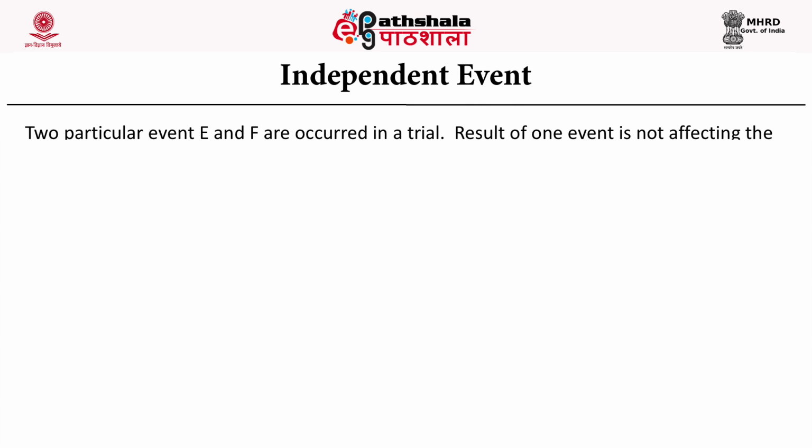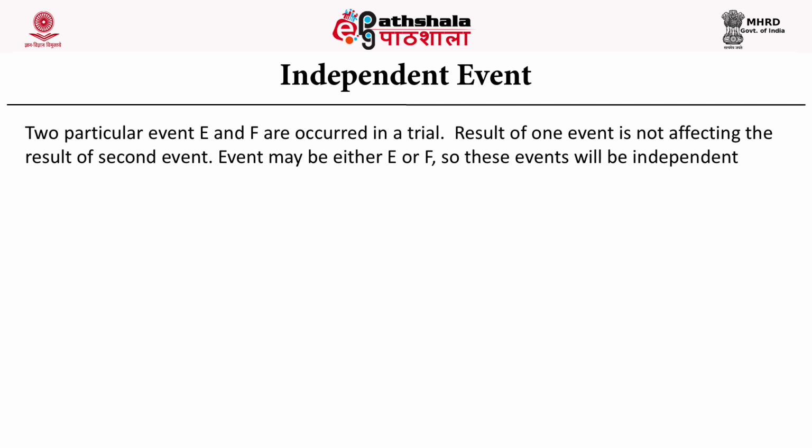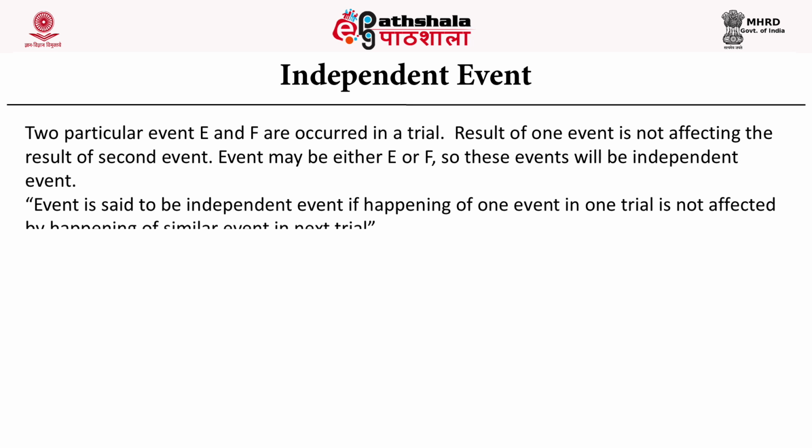Now coming to the definition of independent event. Two particular events E and F occur in a trial. The result of one event is not affecting the result of the second event. The event may be either E or F, so these events will be independent events. An event is said to be independent if the happening of one event in one trial is not affected by the happening of a similar event in the next trial.